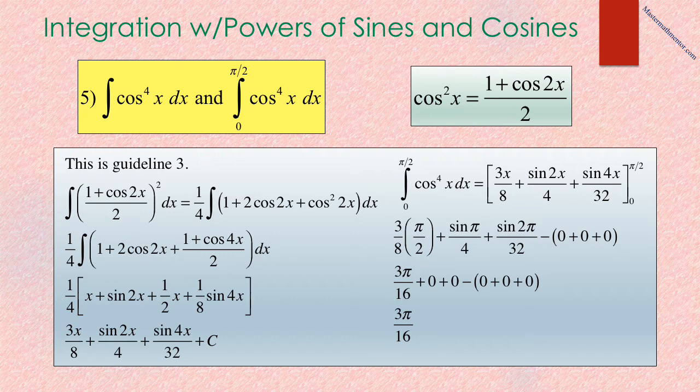And this becomes 3/8 of pi over 2 plus sine of pi over 4 plus sine of 2 pi over 32 minus 0 plus 0 plus 0. And the only term that is non-zero is the first, and our final answer is 3 pi over 16. Again, you are encouraged to take this integral on the calculator to verify your answer, which of course will be in decimal form.